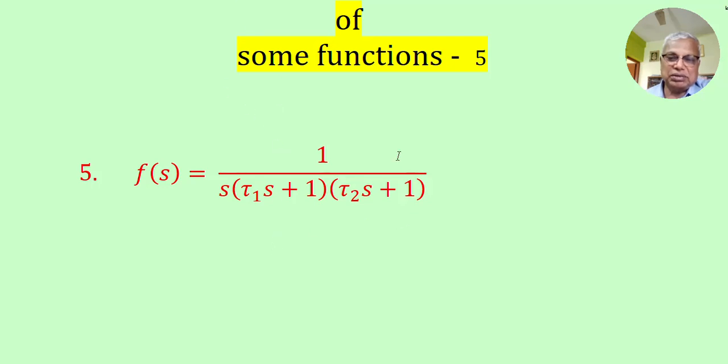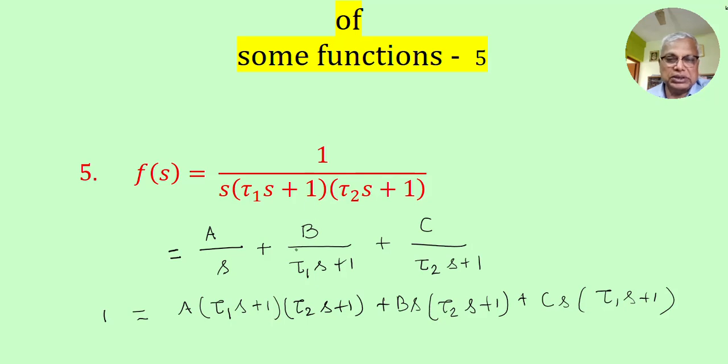So there will be 3 terms, there will be 3 constants. So we'll split into 3 terms and evaluate the 3 constants A, B and C. We'll split this into A by s plus B by (tau 1 s plus 1) plus C by (tau 2 s plus 1). If you multiply throughout by the LCM, you get this: the left hand side is 1, and A into the other 2 plus B into s into this plus C into s into (tau 1 s plus 1).